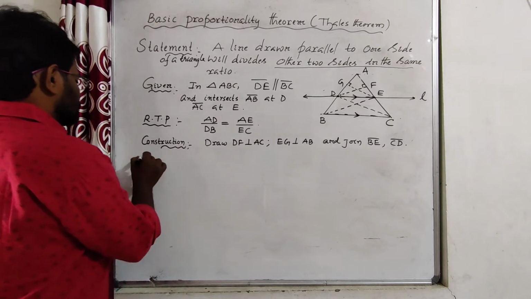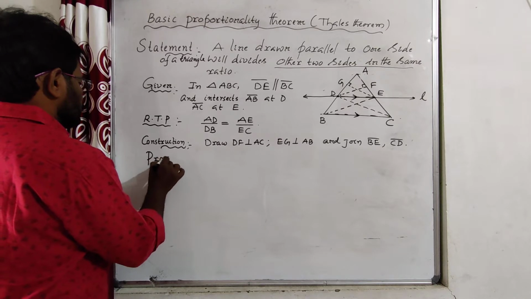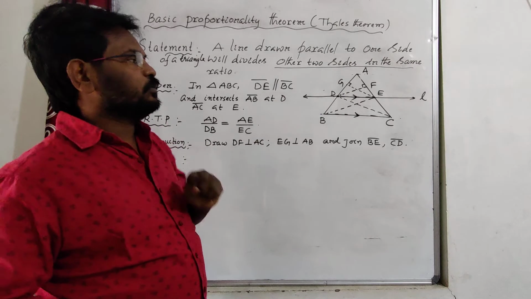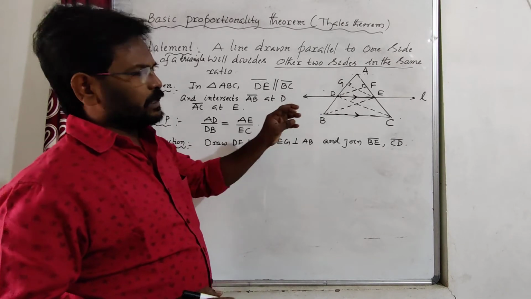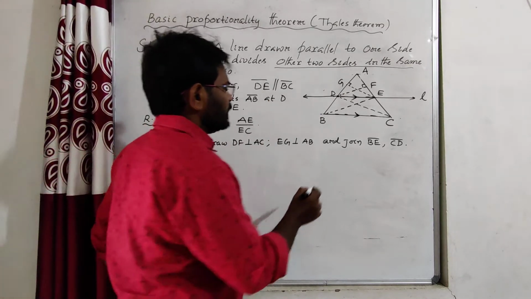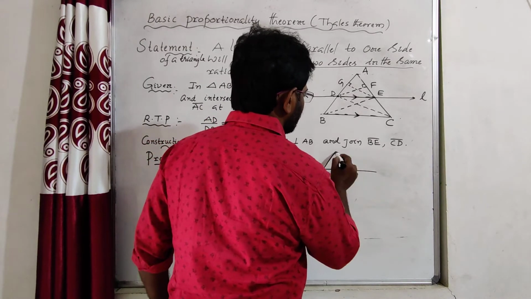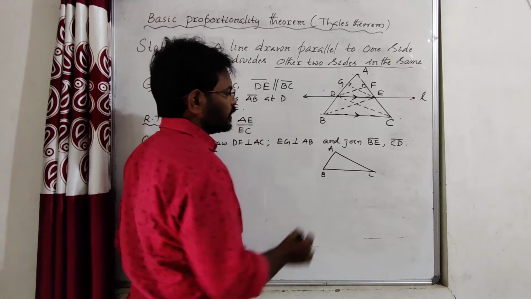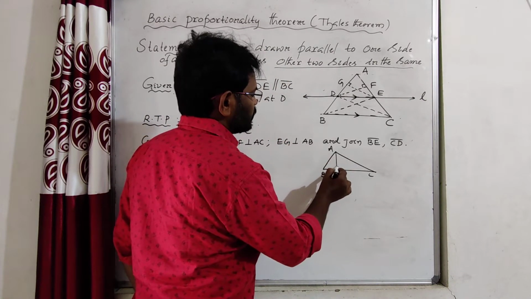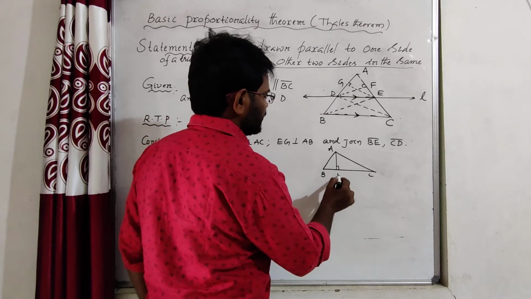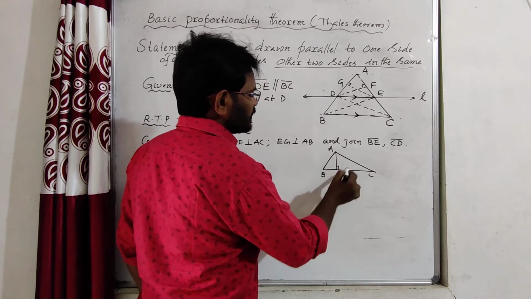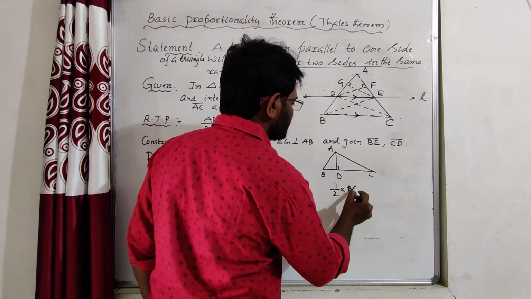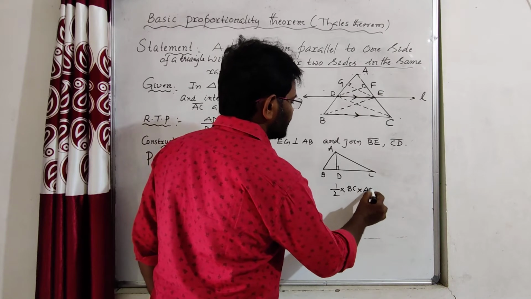So now let's start the proof. Before going to the proof, we use some formulas and a small theorem. See that. Already we know the area of a triangle. ABC is a triangle. Draw a perpendicular from A to BC. Let it be AD. The area of this triangle is half of base into height. Base means BC. Height means AD.